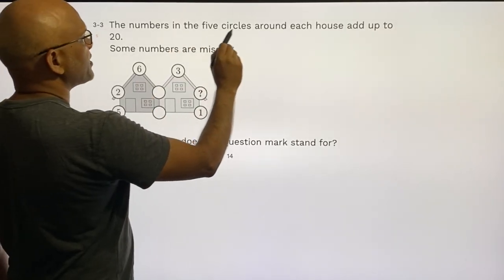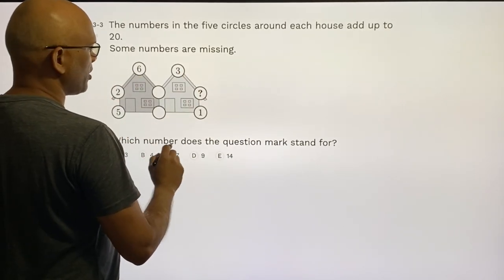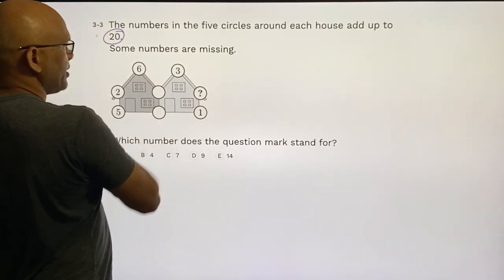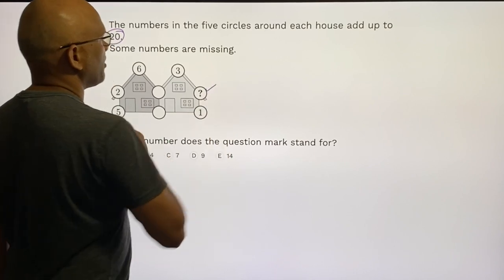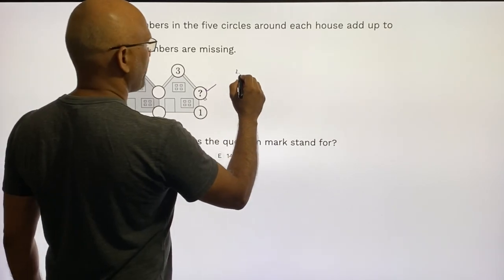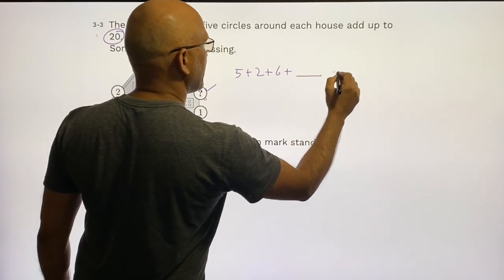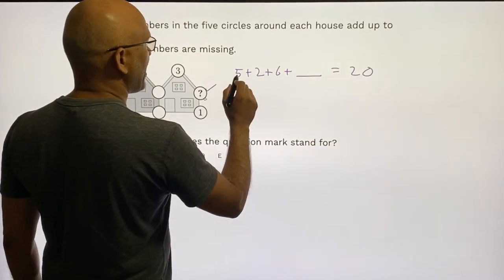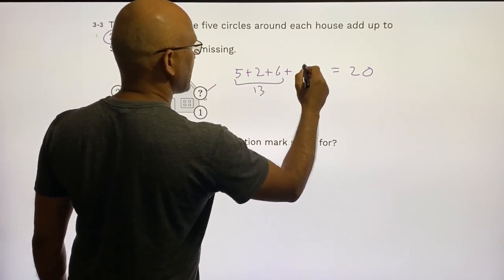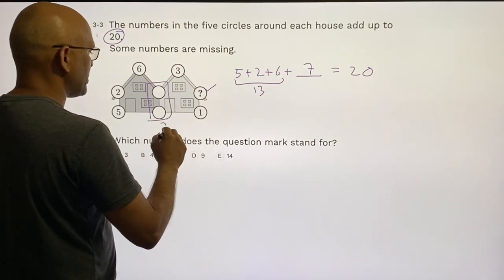The numbers in the 5 circles around each house add up to 20. Some numbers are missing. Which number does this question mark stand for? Okay, so they add up to 20 here and I need to find this number. Let me start adding. 5 plus 2 plus 6 plus something has to be 20. So 5 plus 2 is 7 plus 6 is 13. So this has to be 7. 13 plus 7 is 20.